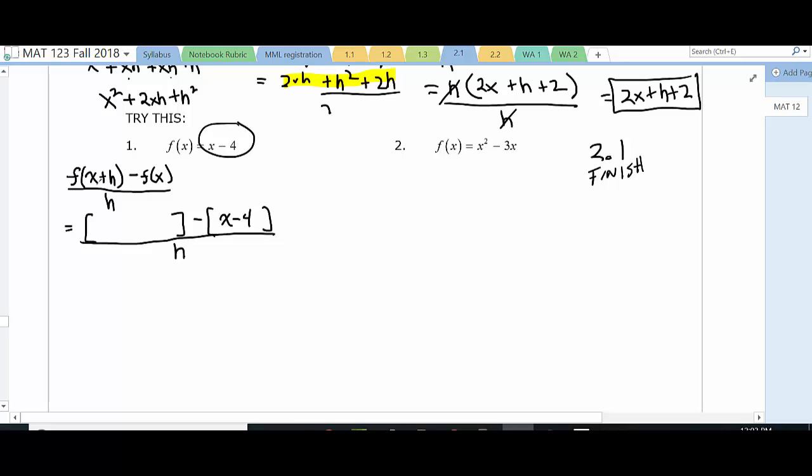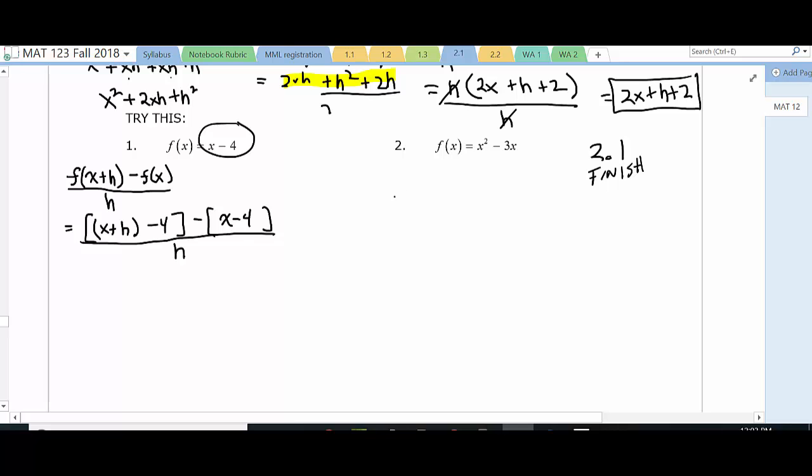Change the x to x plus h. So you write this same thing, but instead of saying x minus 4, you say x plus h minus 4. Okay, then you're going to need to simplify that. While we're at it, we're going to go ahead and set up number 2, and then I'll walk around and see how many of you can get to the end of this.